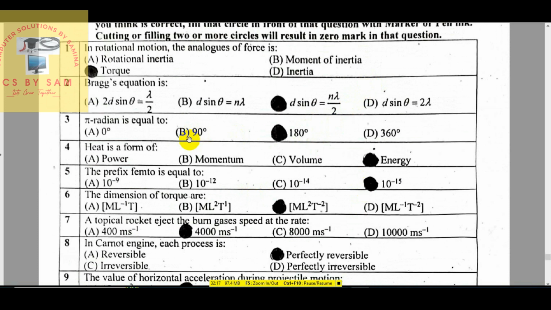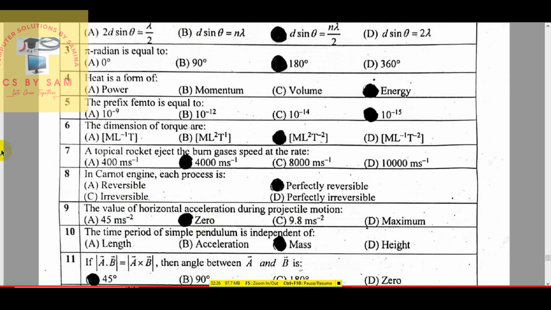Pi radian is equal to 180. Heat is the form of energy. The prefix femto is equal to 10 raised to the minus 15.